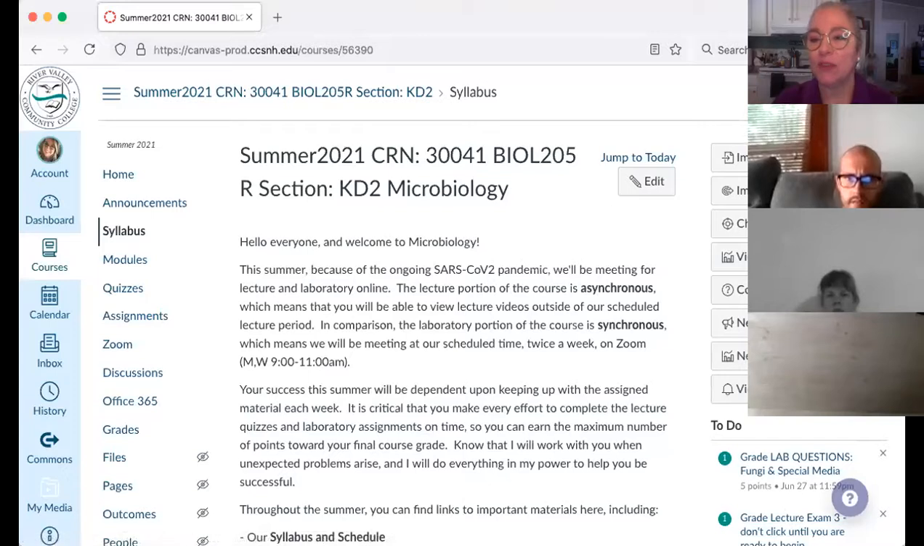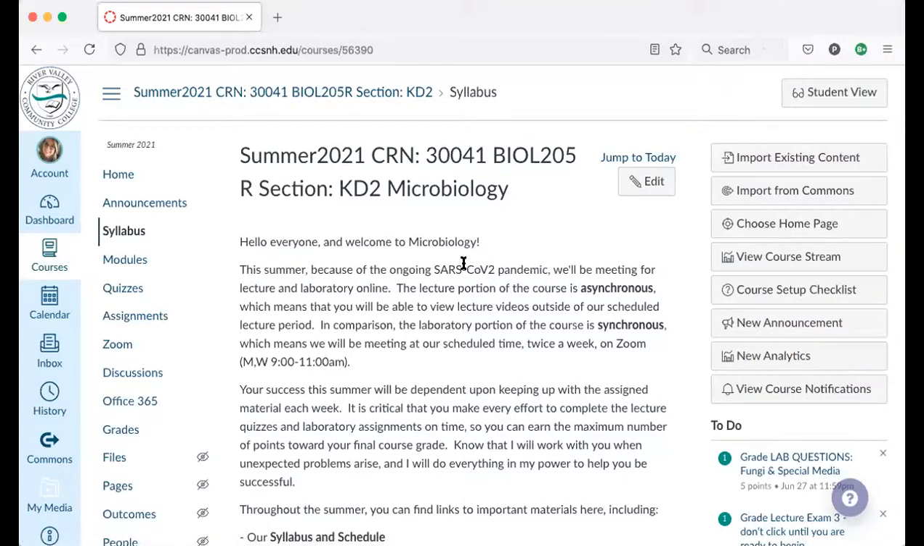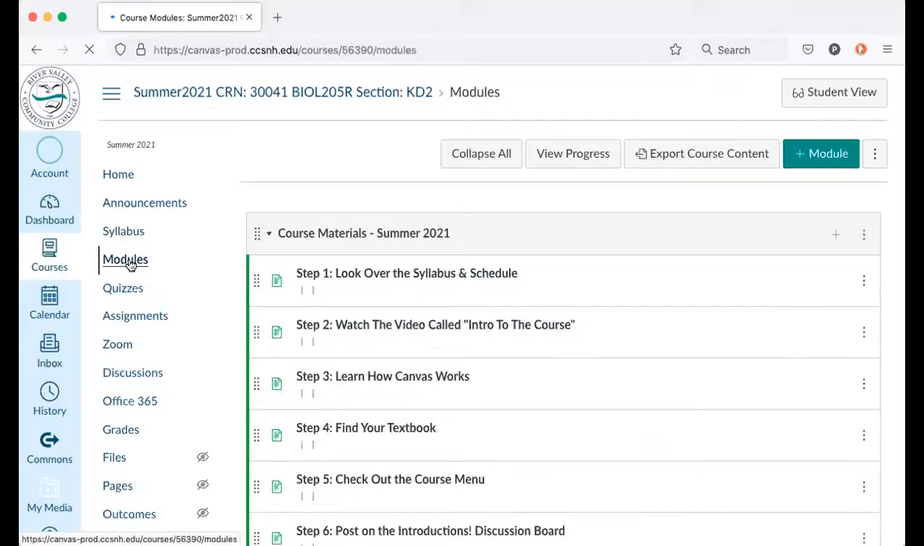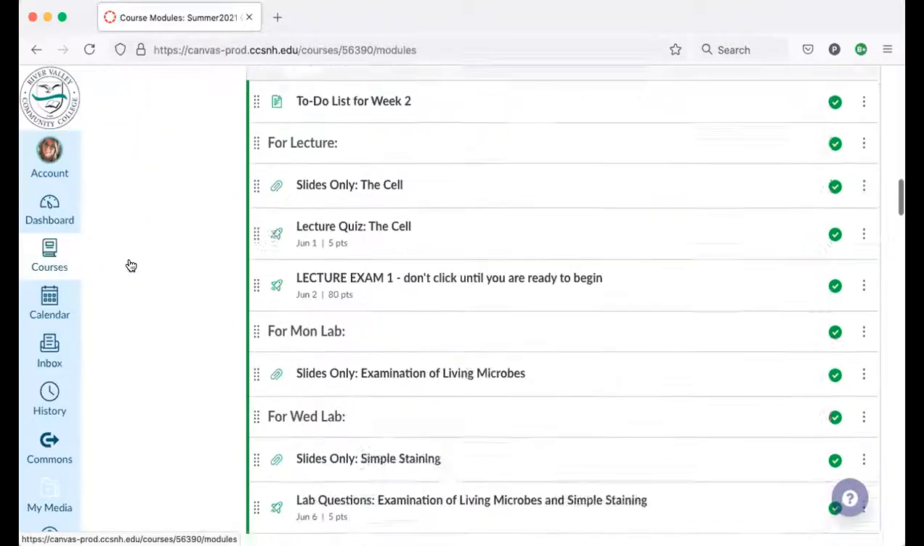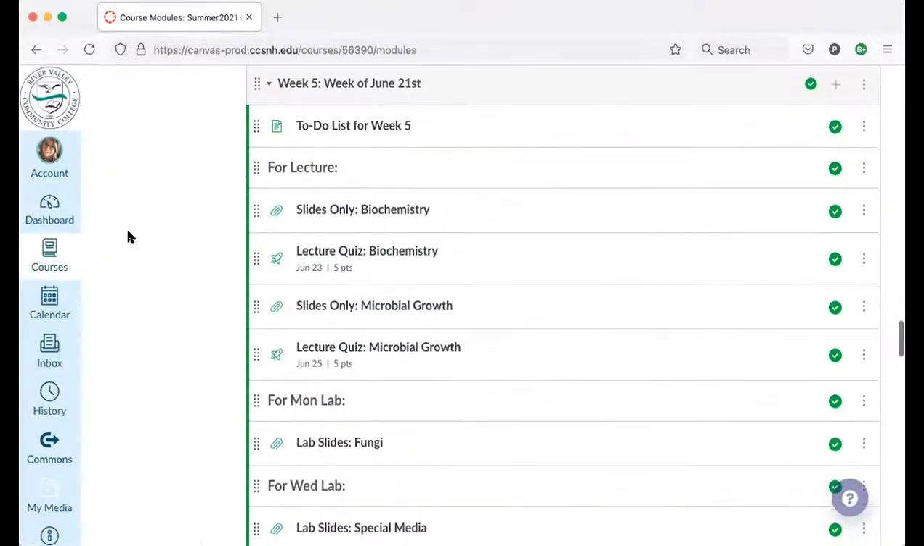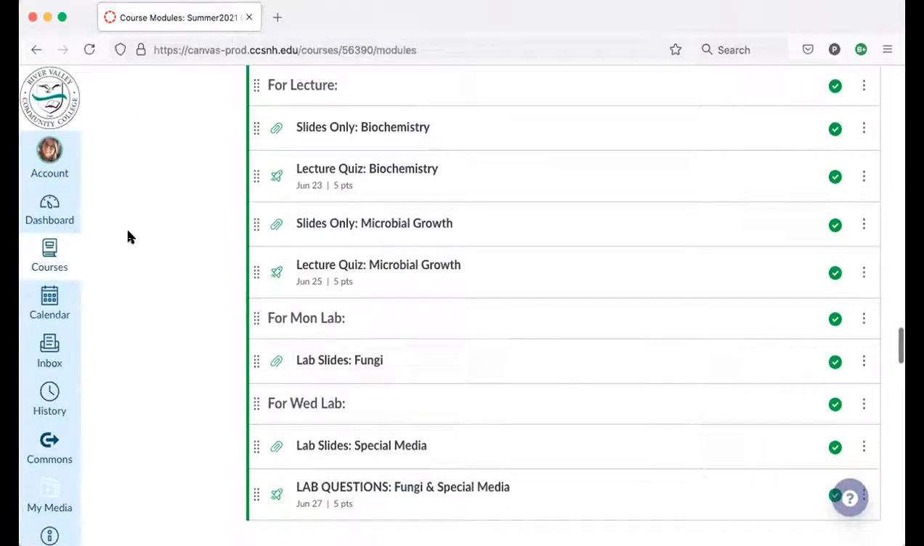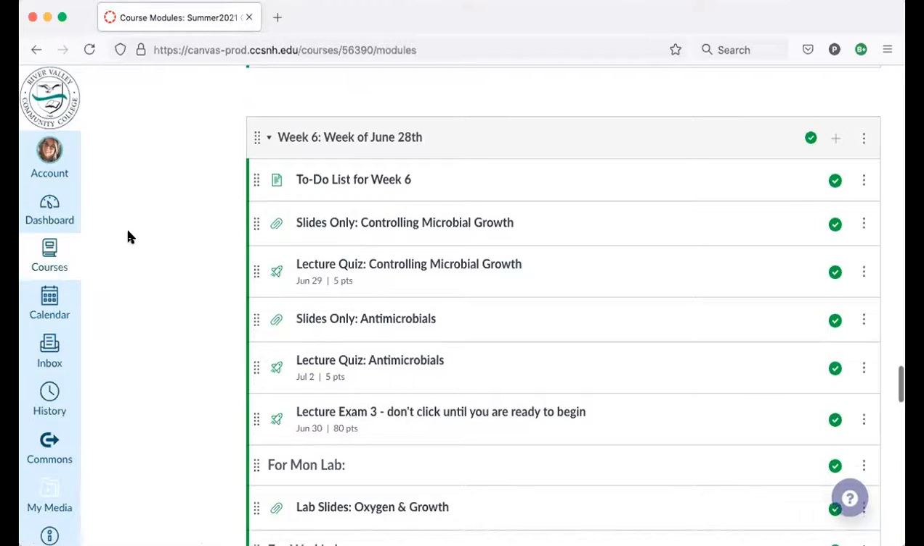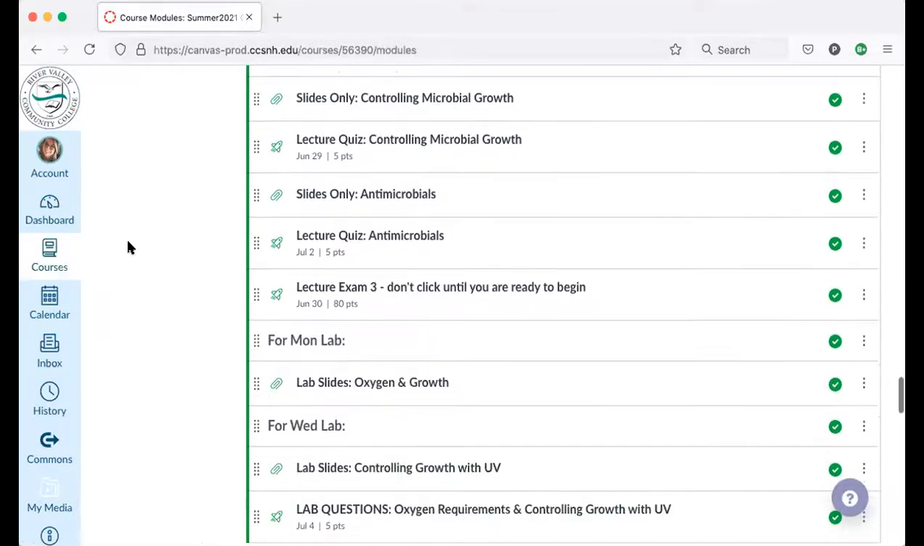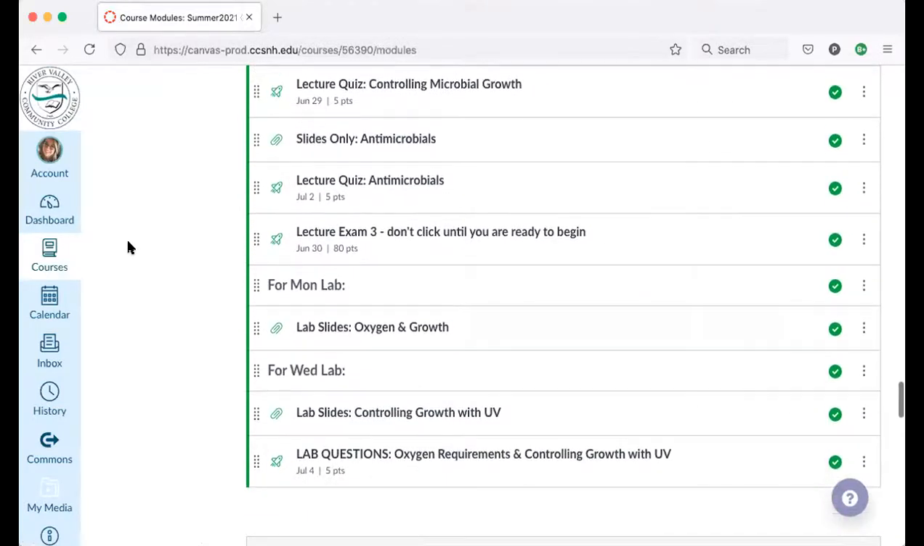Okay, so that's what you should be seeing on your screen right now, our home page in Canvas. I'm just going to click on modules, and then I'm going to scroll down to our current module, which is right here. So in today's lab, we're going to look at controlling the growth of microbes with ultraviolet radiation.